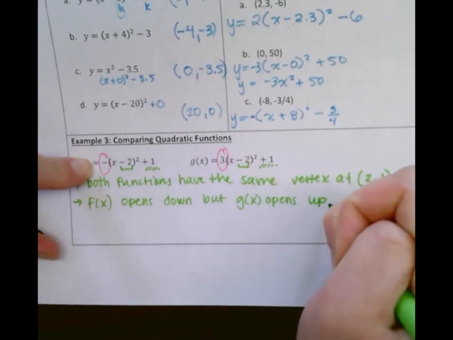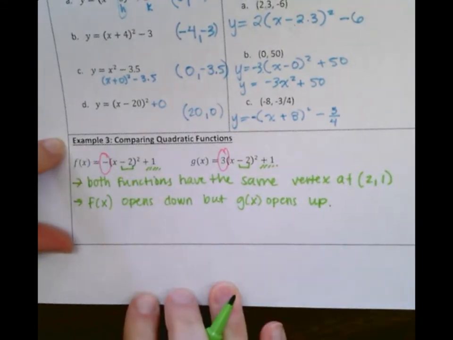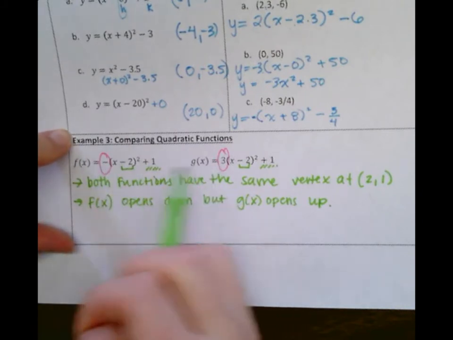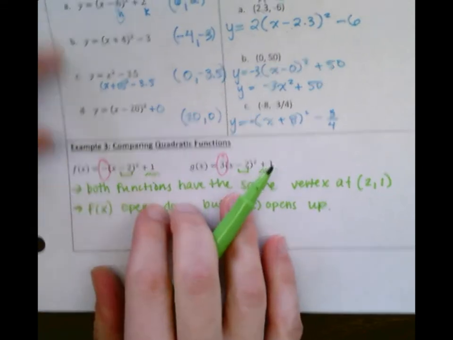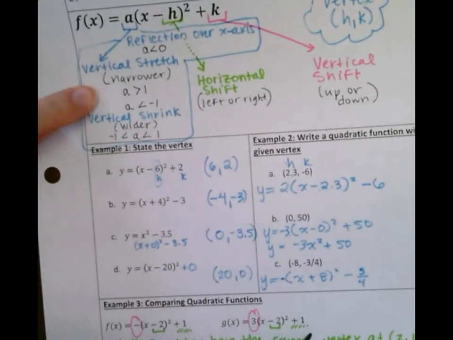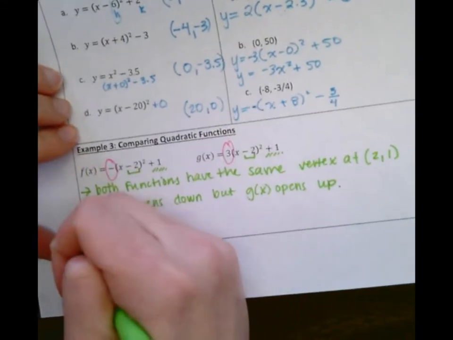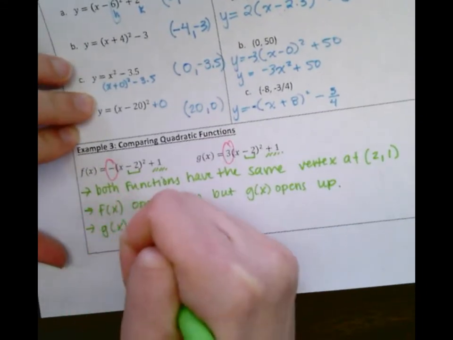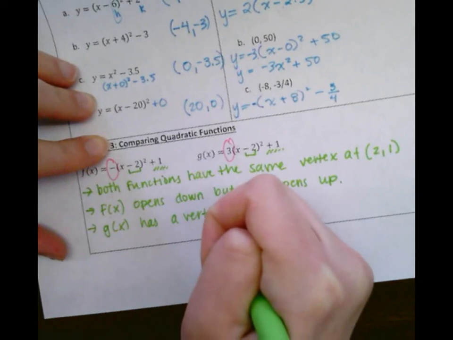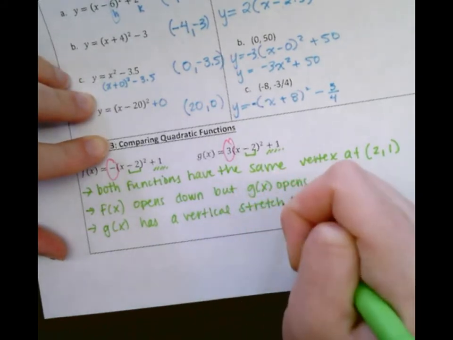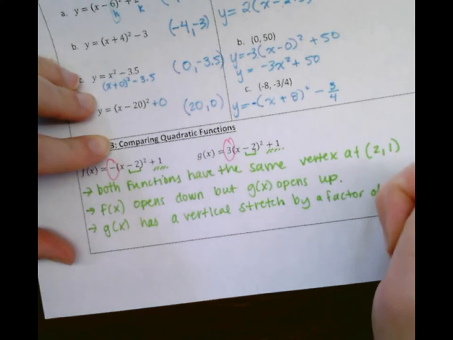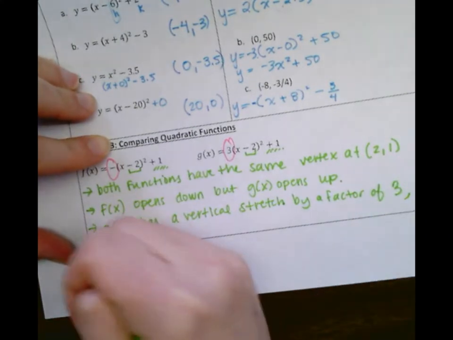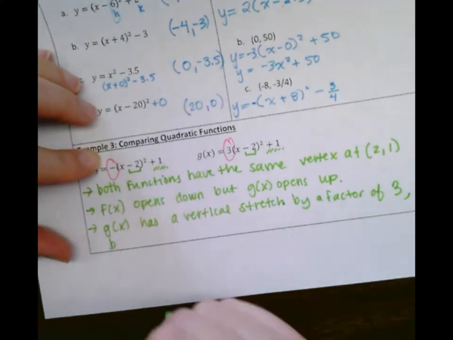And then the last thing I can do is think about how the different a values are affecting the width of the graph. So since g has an a value of 3, we know that should be a vertical stretch. That's going to make it narrower. So what I'm going to write is g of x has a vertical stretch by a factor of 3. But f of x doesn't have any vertical stretch. It's just going to be the normal width similar to x squared.